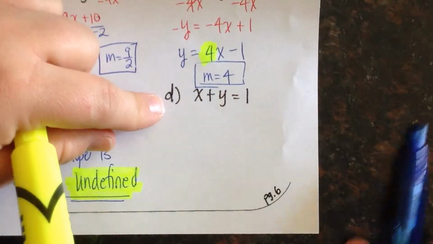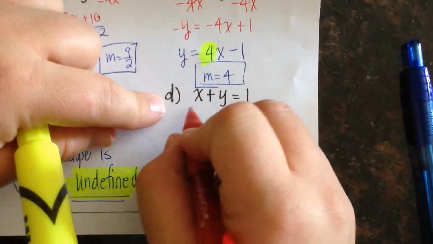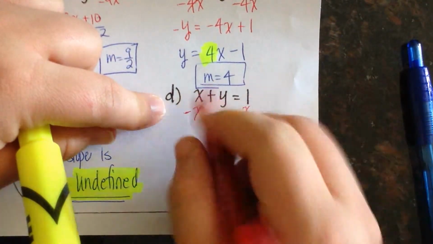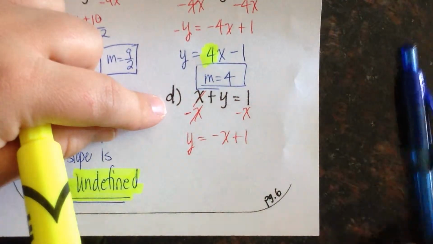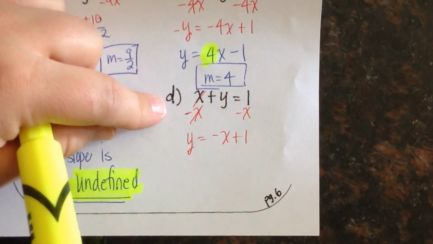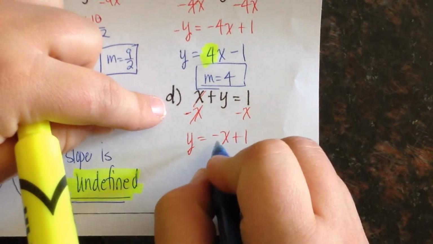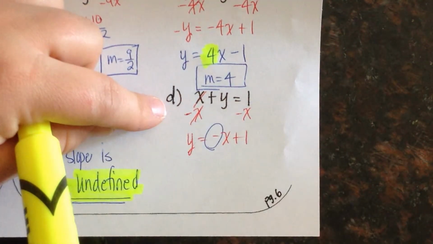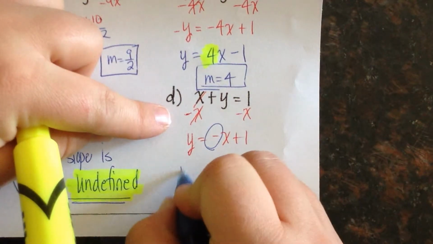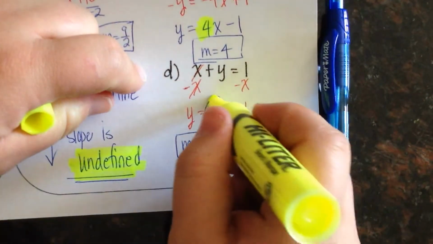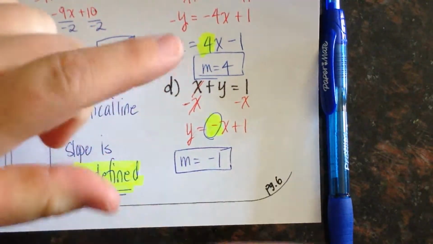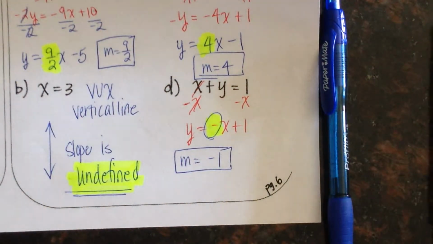Okay. Last one, get y by itself, subtract x from both sides. Y equals negative x plus 1. This is in the format of y equals mx plus b. This value here is an understood 1. So m is equal to negative 1. You don't see the 1, but it's understood. Okay, and so this is what you should be able to get through by the end of this first lesson.